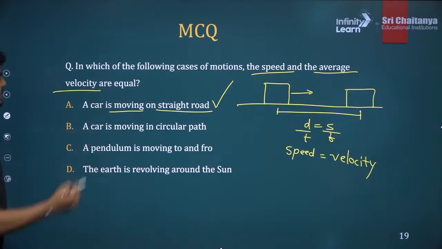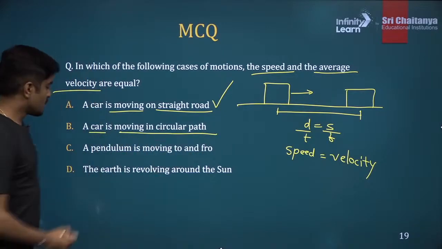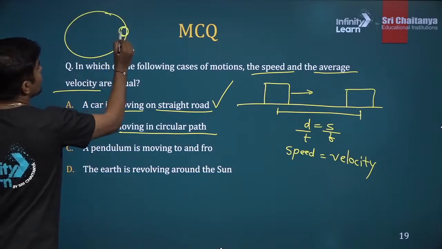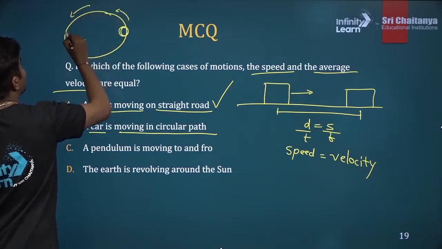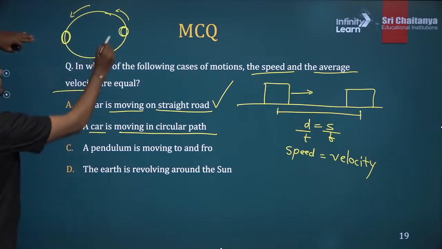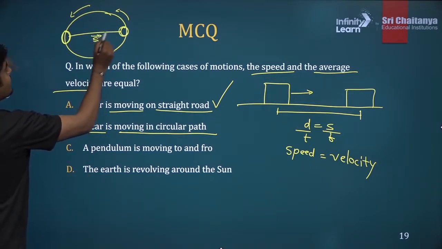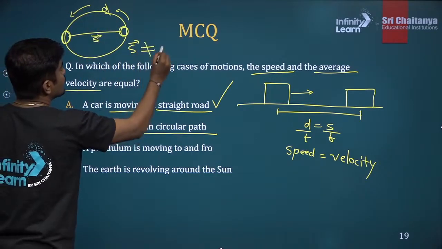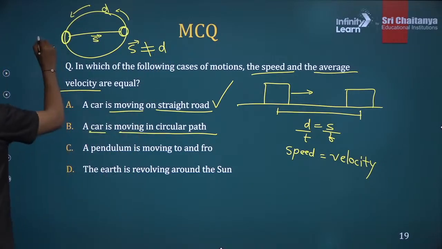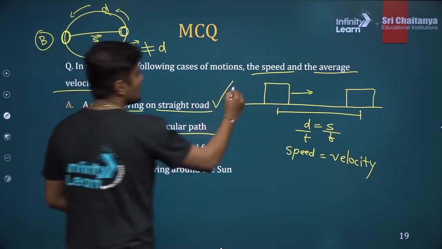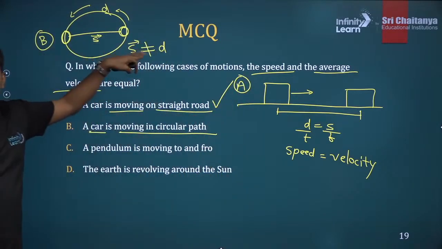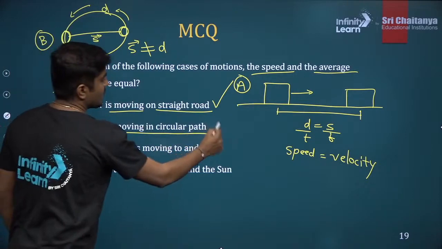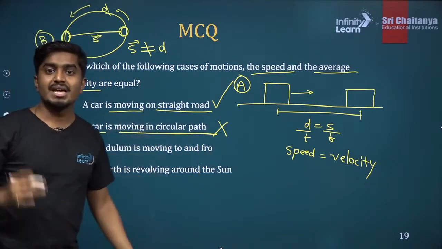Let's learn about the other options. Option B: a car is moving on a circular path. Let's suppose the car starts its journey here, moves, and comes to this point. Then this straight line is the displacement, and this path is the distance. So displacement is not equal to distance. That is the reason that in this case the speed and the average velocity are not equal.